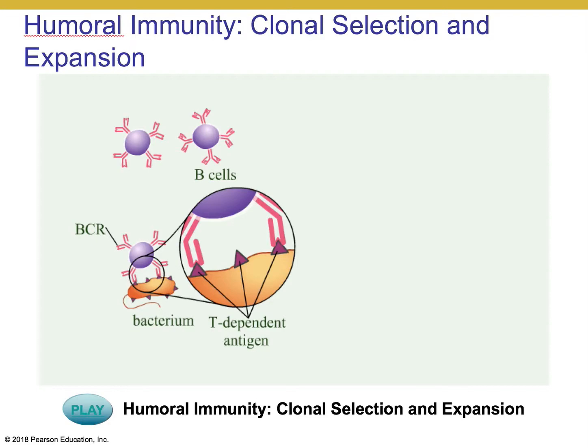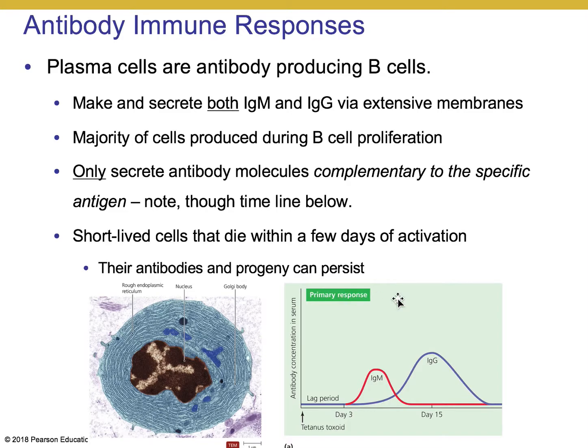So we're going to wrap this up here with looking at the timeline by which the plasma cells are producing the antibodies. So again, plasma cell referring not really to the fact that they're found in the plasma, but a specific term to refer to the antibody producing B cells. So to remind you, now these produce both the IgM and the IgG using these extensive intracellular membranes, and these are the majority of cells produced during B cell proliferation, only a small percentage being the memory cells.